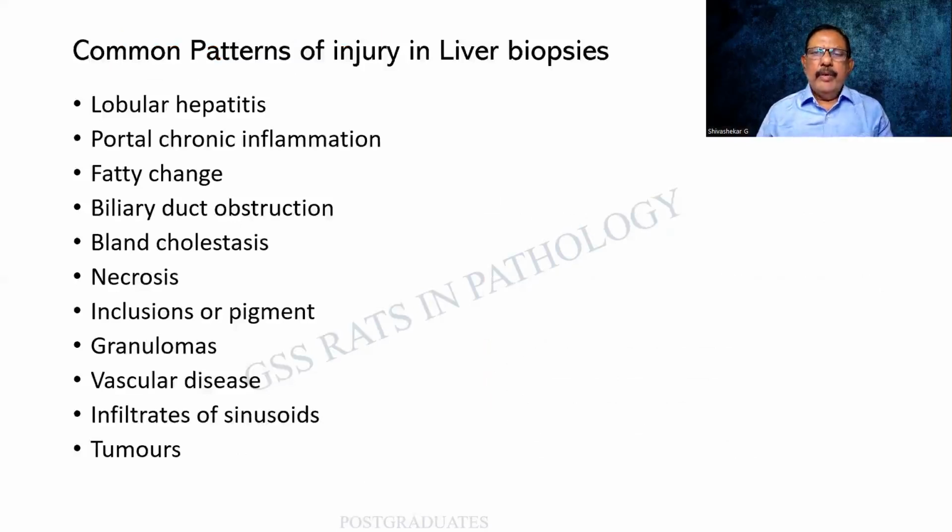And when we talk about the patterns of liver injury, it is not a traumatic injury, but the injury that can happen because of the various etiologies. Can be lobular, portal, there can be a fatty change, biliary cholestasis or obstruction, necrosis, inclusions and pigmentations, granuloma, vasculitis, infiltration of the sinusoids, as well as the tumors. So this should always be borne in mind. A checklist should be running at the back of our mind.